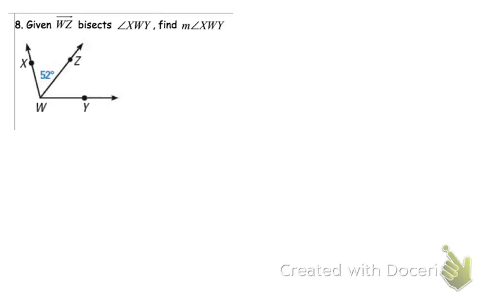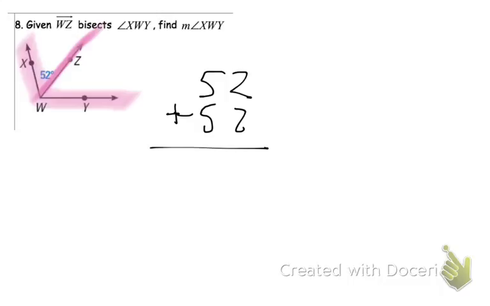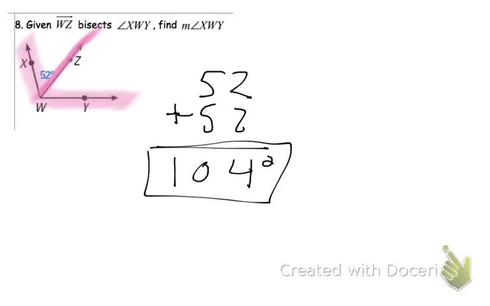Alright, so given that WZ bisects angle XWY, let's find these. Here's ray WZ, and it bisects angle XWY. So where's that? That's this angle right here. And then it says find the measure of angle XWY. Well, I can see it's bisected into two angles that are equal, and one of them is 52, so together it must be 52 plus 52. So that's 104 degrees. There we go. So there's that one.